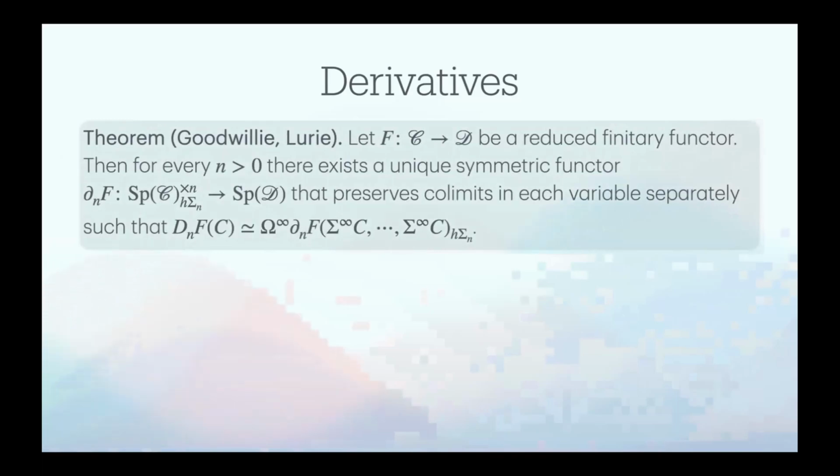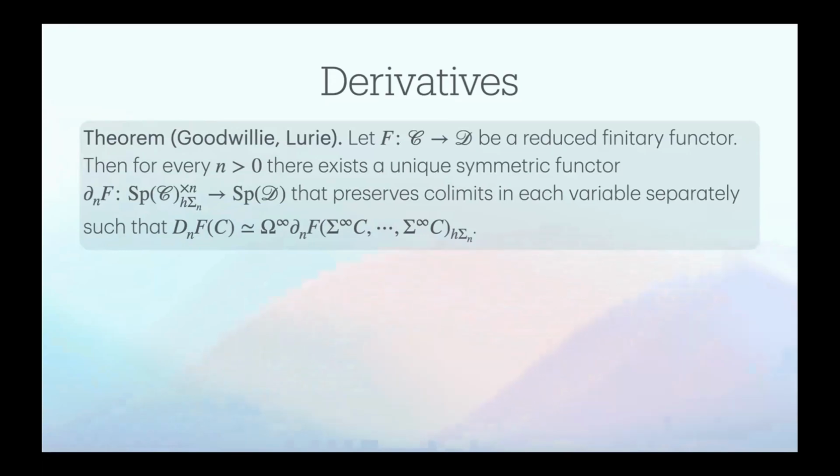Goodwillie showed, and in this language some work of Lurie was also involved, that if we have a functor between differentiable categories that preserves filtered colimits, meaning it's finitary, and the terminal object, then these layers admit some simple description in terms of certain things that we'll call derivatives. So these derivatives are functors from spectrum objects in C, so the stabilization of C, to spectrum objects in D, of n different variables and that are symmetric in the variables.